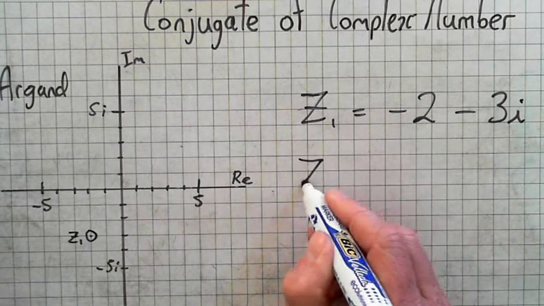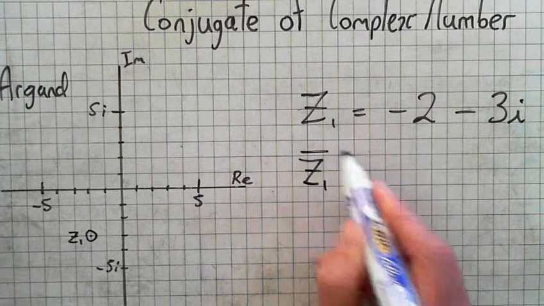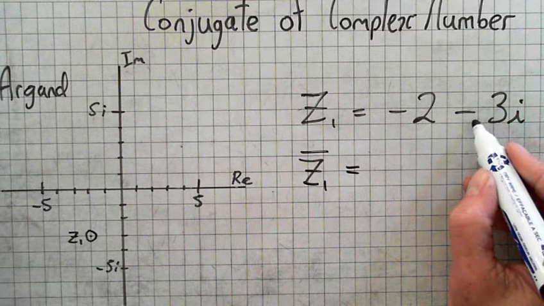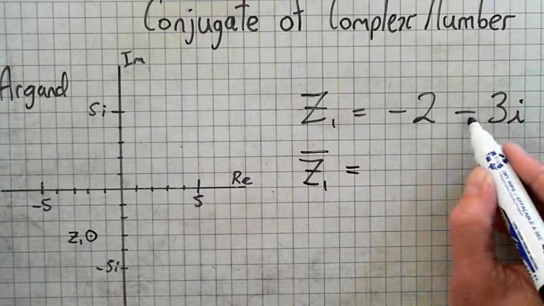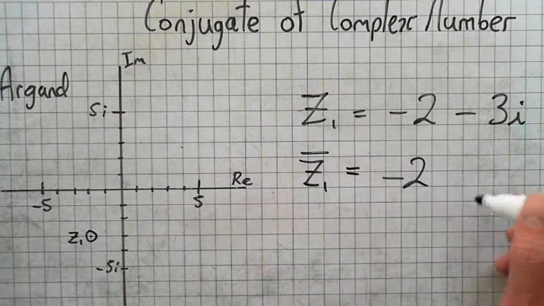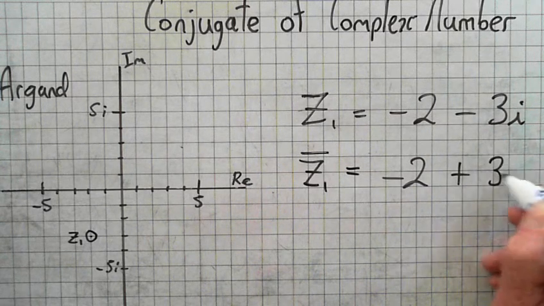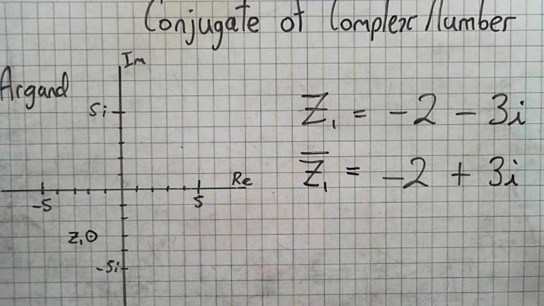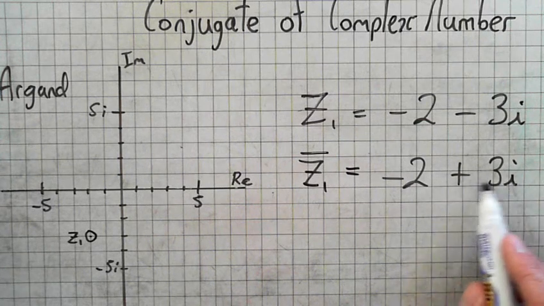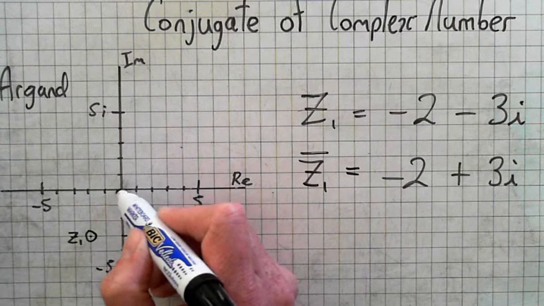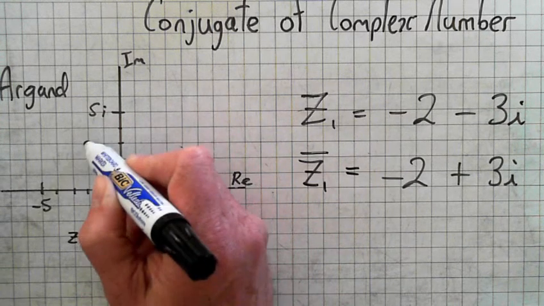Now we'll get the Z1 conjugate. So which sign do I change? I change the sign in front of the I. So I leave the real the same, just change the sign in front of the imaginary bit. And I plot that point. Z1 conjugate is minus 2 plus 3i.